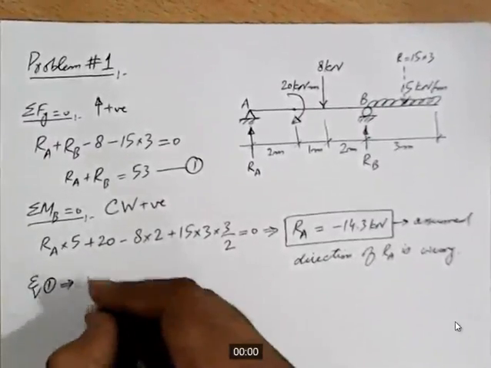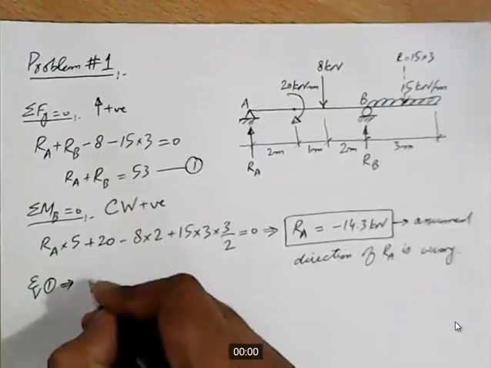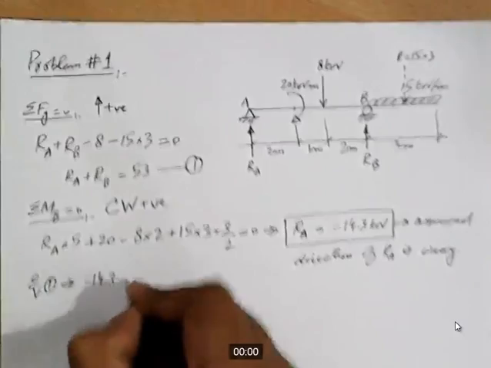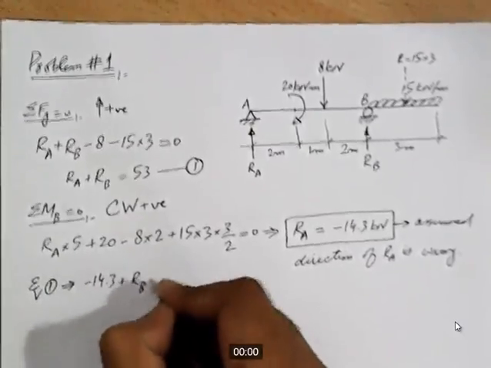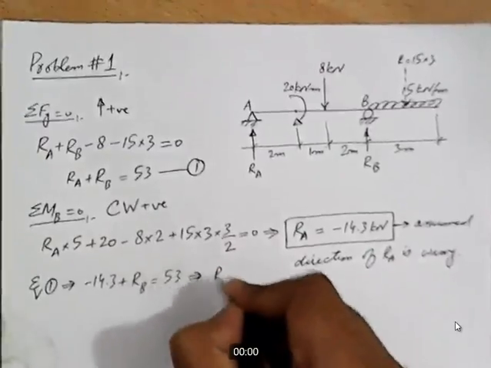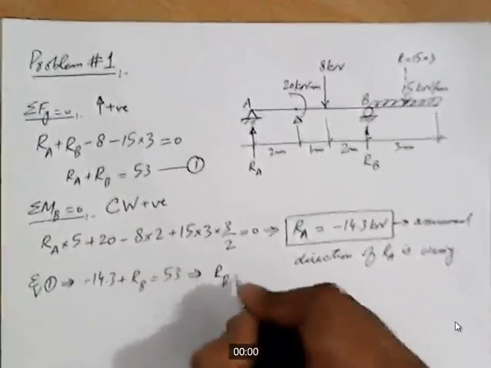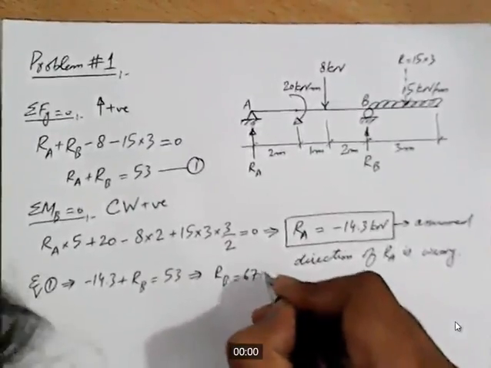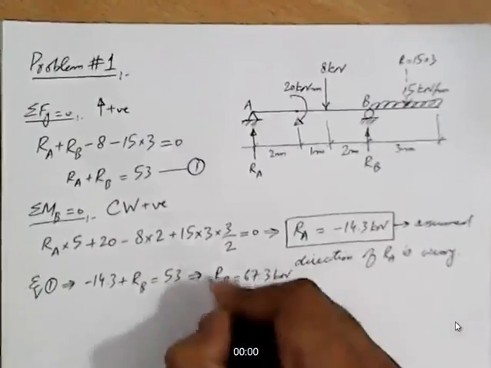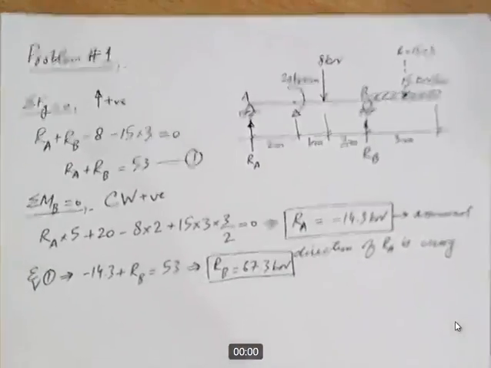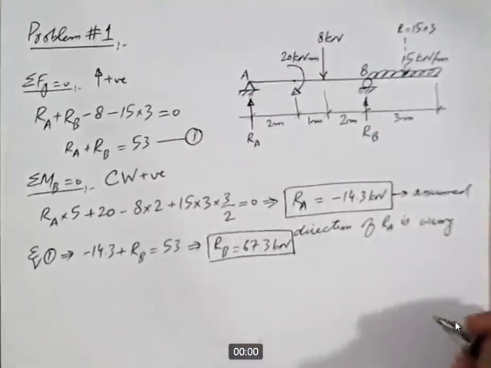Equation number 1 implies that RA minus 14.3 plus RB equal to 53. This implies RB equal to 67.3 kilonewton. So in this way we have got both the reactions, RA as well as RB.